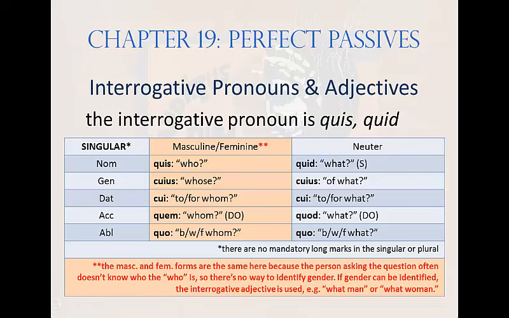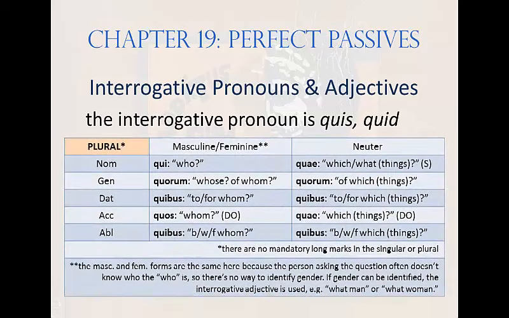If the question is about a person and the gender is known, as we'll soon see, the interrogative adjective is used, and the question is posed as which man or what woman. Since it's often known whether the answer to a question is plural or not, the interrogative pronoun must be able to distinguish between singular and plural.